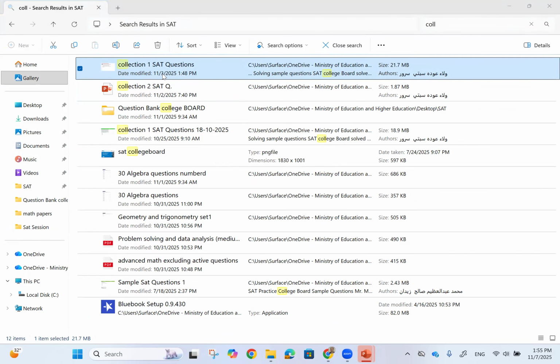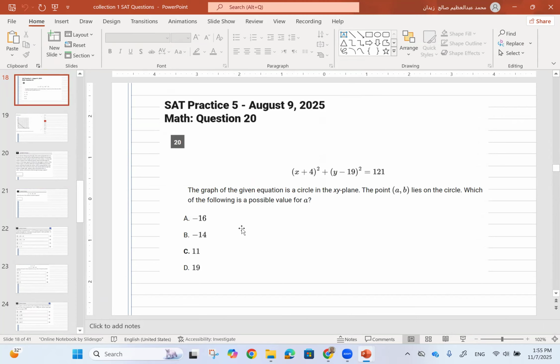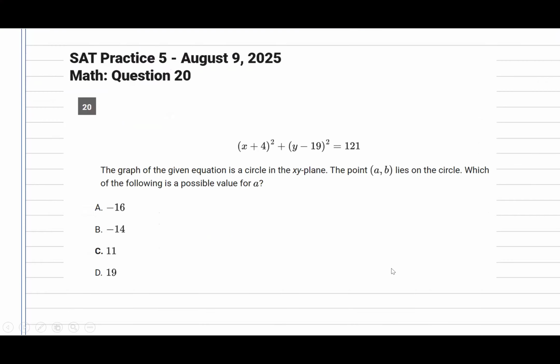What I want to say is that please try this question. I want to revise it with you, especially this question. You are given the equation of a circle and asked that the points A and B lie on the circle. Which of the following is a possible value of A? Now I have two unknowns, A and B. How can you find the possible value of A from these values? Who can help to solve this question? B. How do you know?